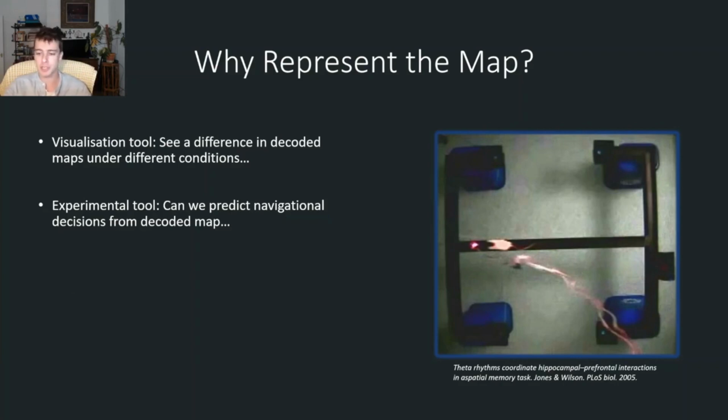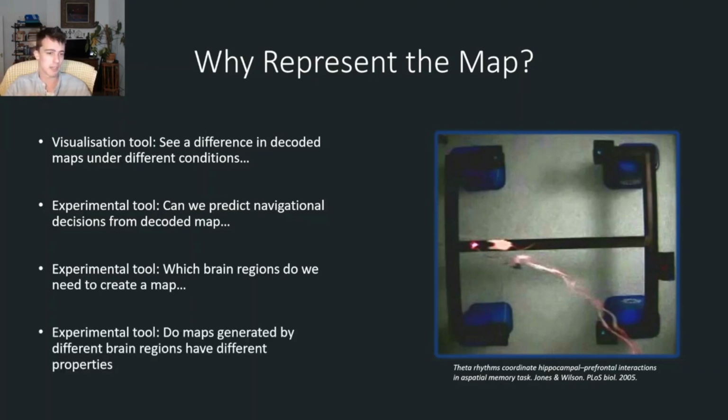We could also look at maps generated by data from different brain regions, which will give us insight both into which brain regions are sufficient to create a cognitive map, but might also tell us something about the role of each brain region in the construction of these maps by examining the different properties of maps coming from different brain regions. So to the right here is an image of the data collection process for this project, showing the map which we will try to decode in the end. But how are we going to do this?